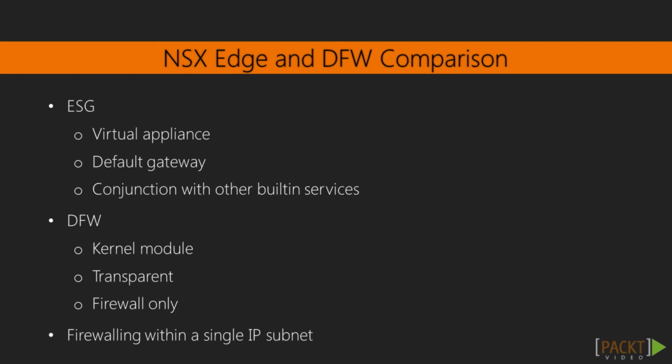The DFW provides firewalling within a single IP subnet, and that is one of the awesome things of the DFW. So the firewall is fully transparent, and you can do firewalling within a single IP subnet because there is no need to configure the DFW as a default gateway like you have to do with an ESG, and that adds lots of security to your data center.